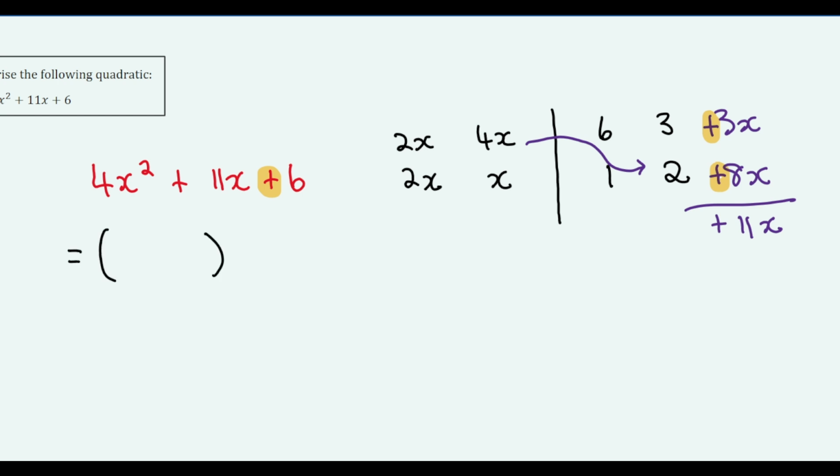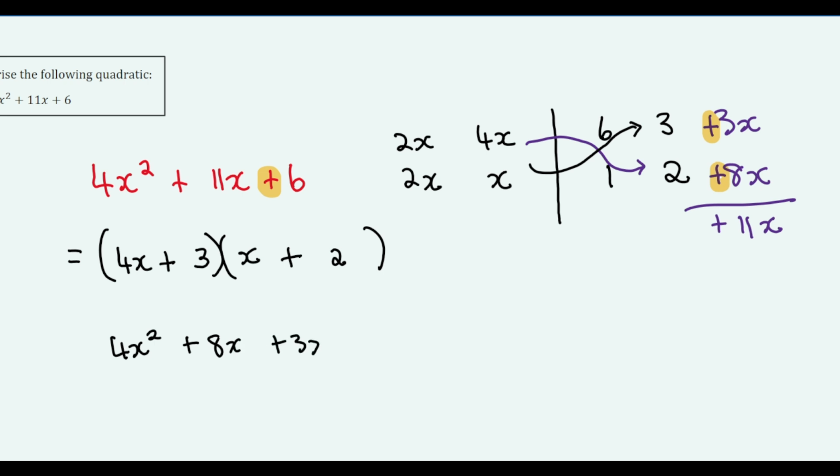Okay, let's write out our two brackets. 4x went with 2, and x went with 3, and here we had both positive. Okay, if I multiply this out, I'll have 4x squared plus 8x plus 3x plus 6, and 8x plus 3x is positive 11x. So this matches our original.